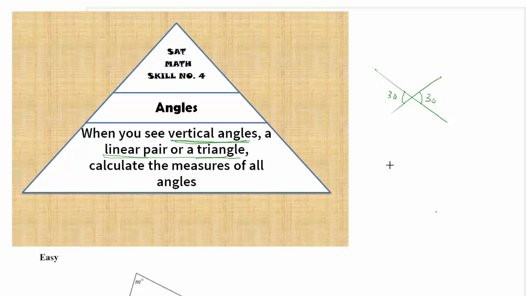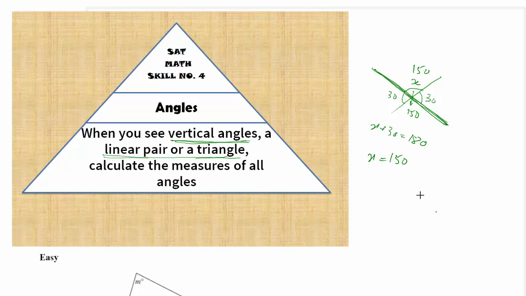The second thing is, if you have a linear pair, so there's a line here, then the sum of the angles on that line will be 180. For example, you have two angles here, x and 30, so the sum of them will be 180. So x plus 30 equals 180, or x equals 150. And when x is 150, vertically opposite angles are equal, so this will also be 150. So this is about linear pair.